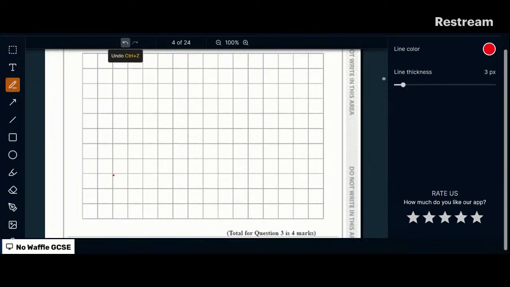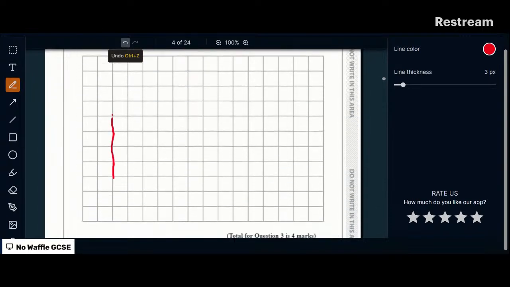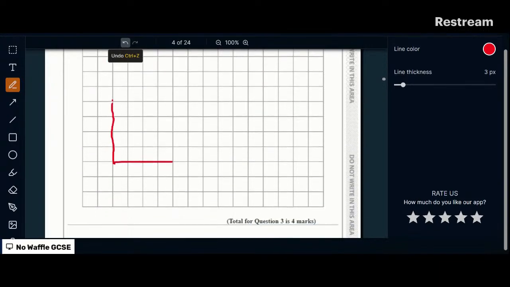So you've got 4 here for that 2 centimeter side. You've then got 4 here for that 2 centimeter side. And then you've got 1 here. And then the remaining lines just join themselves up like that. And then make sure you label front elevation.